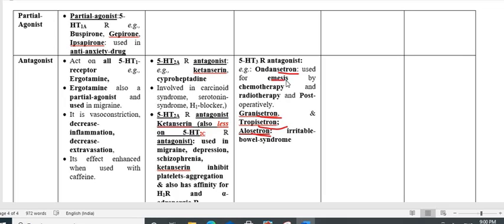Actually, the emesis we already discussed is caused by chemotherapy or radiotherapy or operation. For this treatment, we are going to use drugs like 5-HT3 receptor antagonists to check the vomiting induced by chemotherapy, induced by radiotherapy, or postoperative emesis. So we are going to use ondansetron or granisetron or tropisetron. Another drug from the same setron group is alosetron. Alosetron is particularly used for symptoms caused by irritable bowel syndrome, IBS. So this is very important.